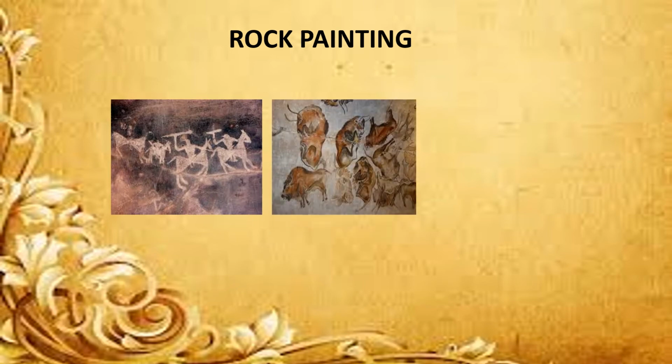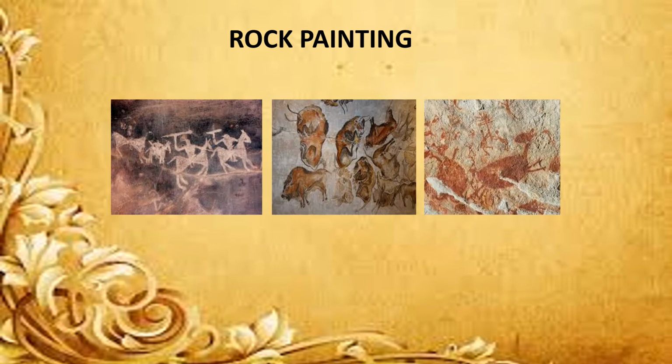The next one is rock painting. Rock paintings usually depict human, animal, and geometric figures. However, the style of rock painting seems to be changing according to cultural changes from Stone Age to the beginning of Agricultural Age. And this change is visible in the depiction of flora and fauna.